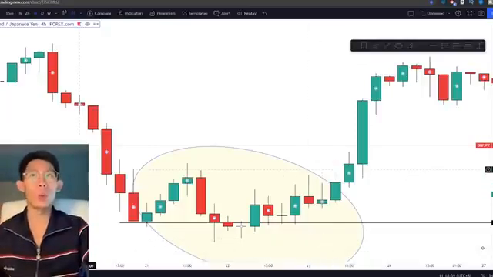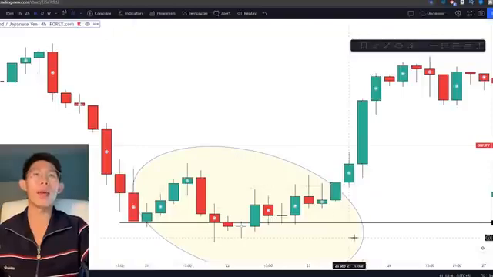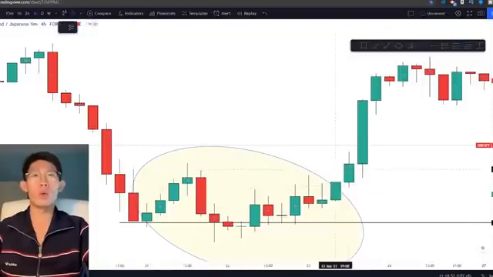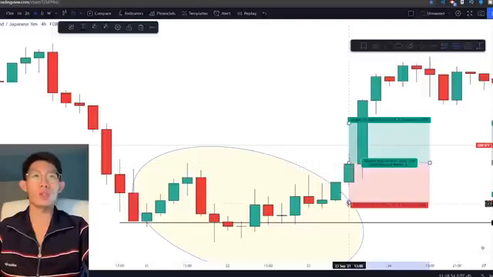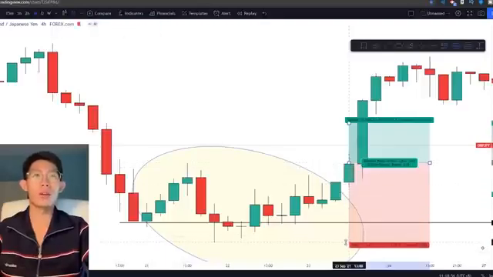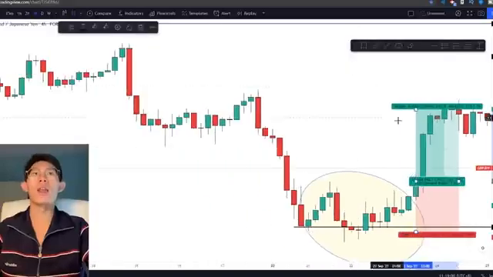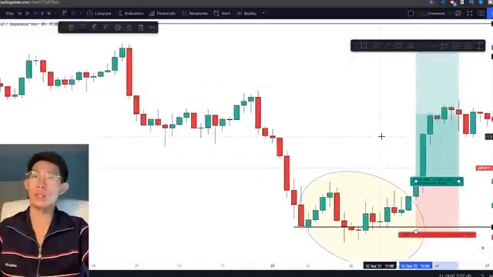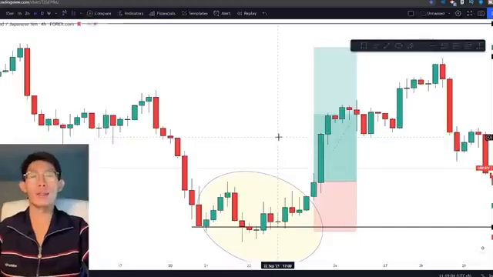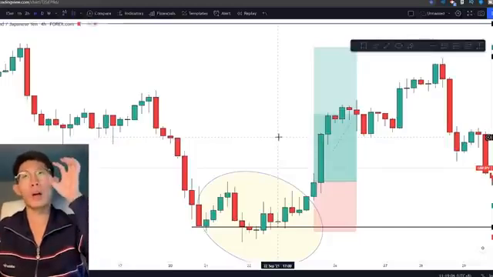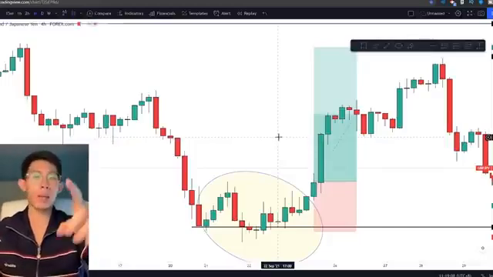Once again, we want to enter on this breakout of this entire consolidation. Once it broke out over here, you can enter over here, and your stop loss below this support level, and then your take profit can be at the next resistance level, right? And that is how you can trade the multiple candle rejections pattern.